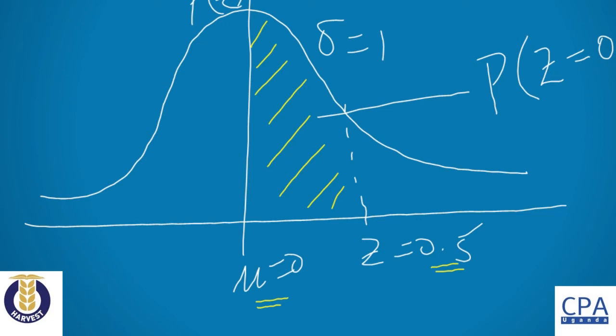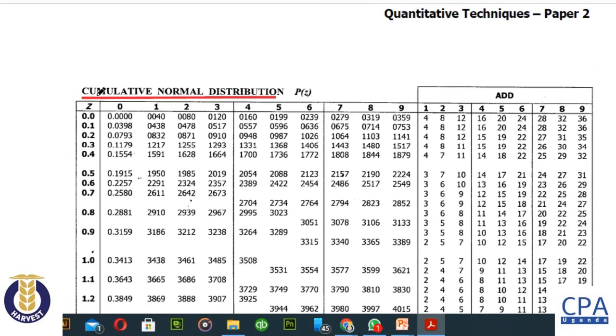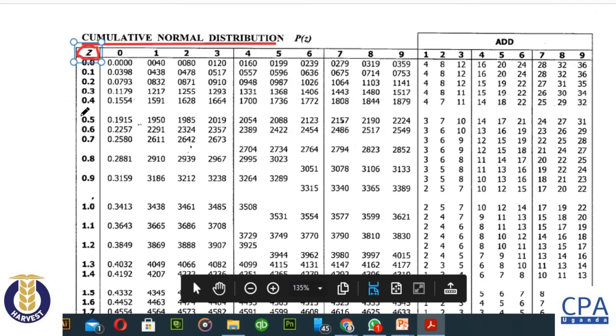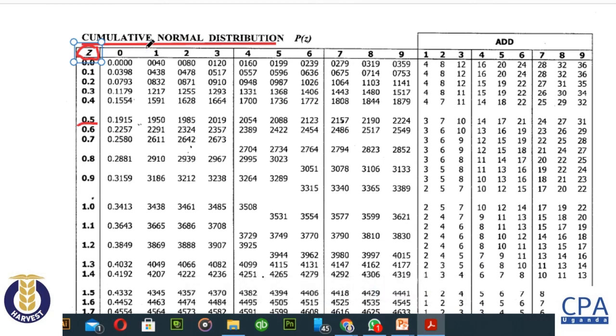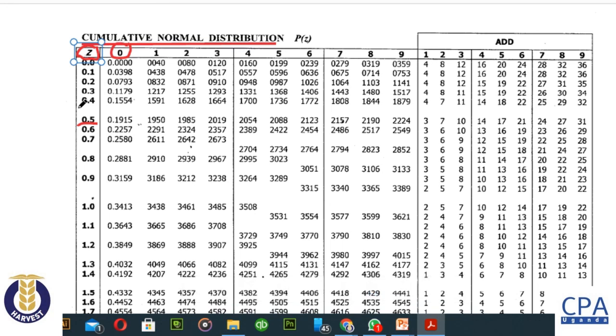So it means that I can actually get the probability that Z is equal to 0.5 straight away from the table. So I'm going to read off this. Of course, this is my Z right here. Then I look for 0.5. This is my 0.5. Now, because I don't have a second decimal place, I'll read from the column indicated as 0. So meaning that this is 0.50 and the required probability is 0.1915.